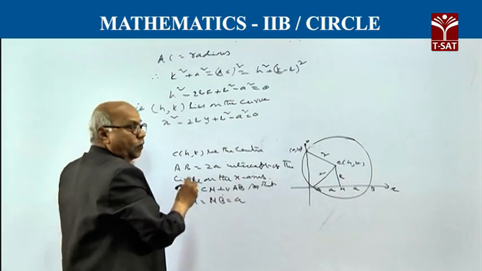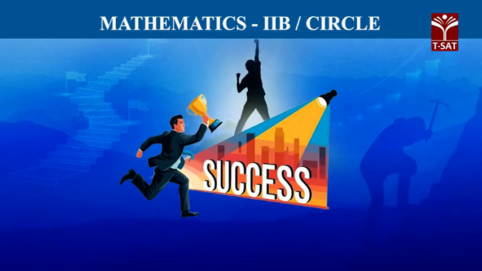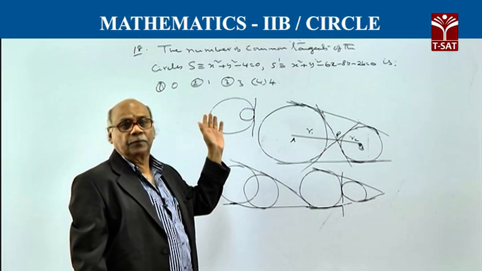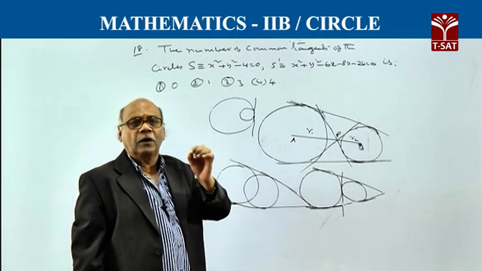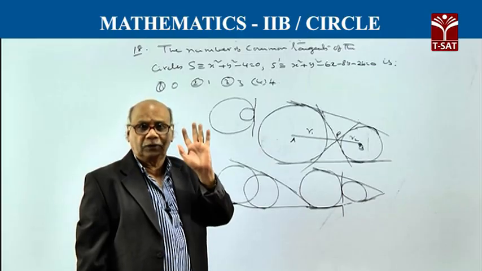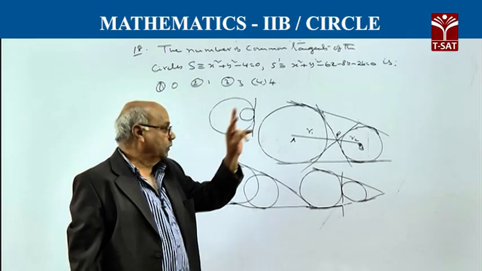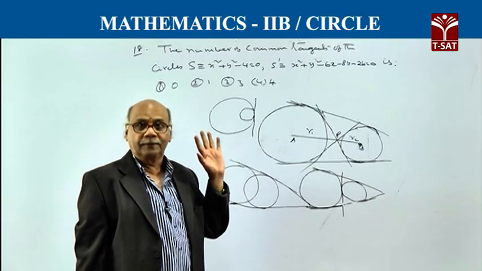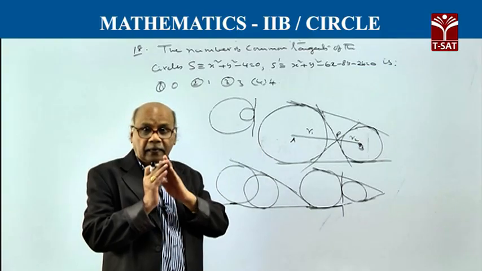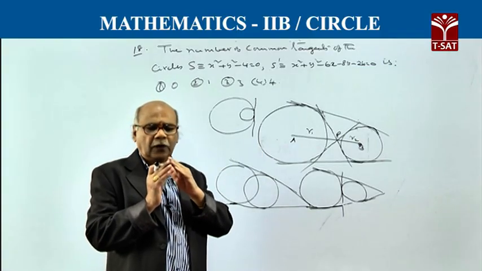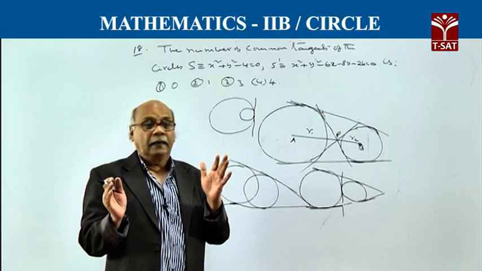So therefore the answer is option number 2 itself. See, the 18th question is simple: you are given two circles and you are asked to find the number of common tangents to both of the circles. Given two circles, any one of the 5 conditions may happen. The two circles do not intersect, do not touch each other.